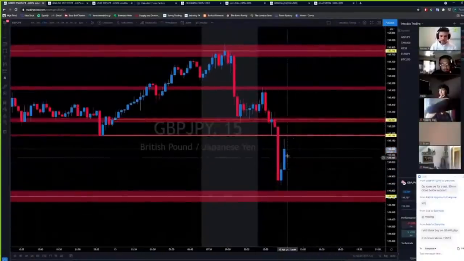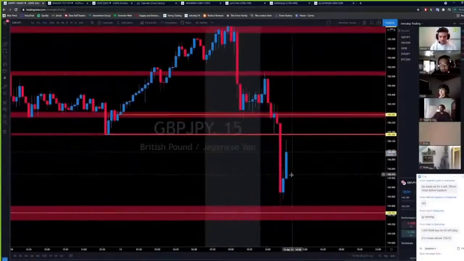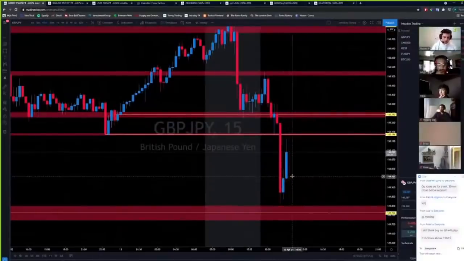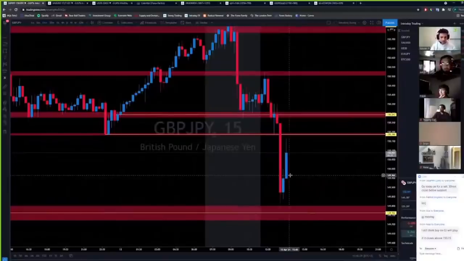Look at the bullish momentum on the current 15, bro. No bottom wick, just shot right up. Yeah, that's why I don't want to take it on the 5 minute. 15-minute resistance and sells to retest the bottom. I think that's the plan for the day.